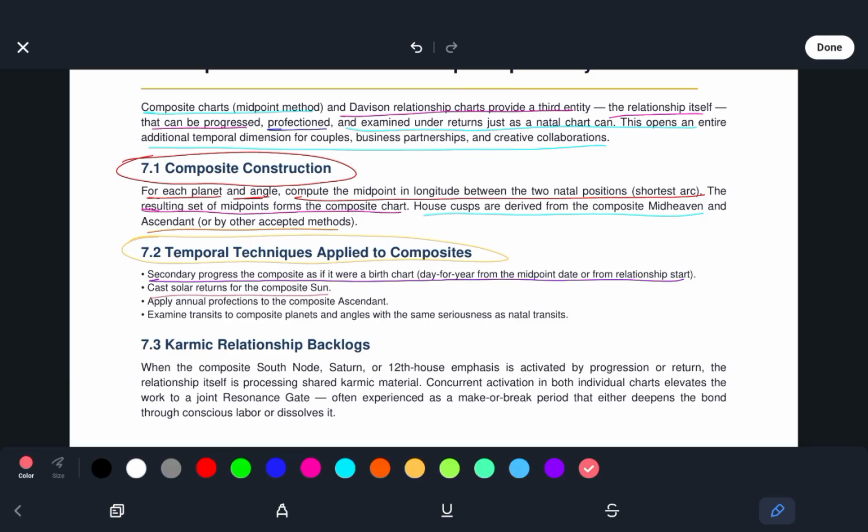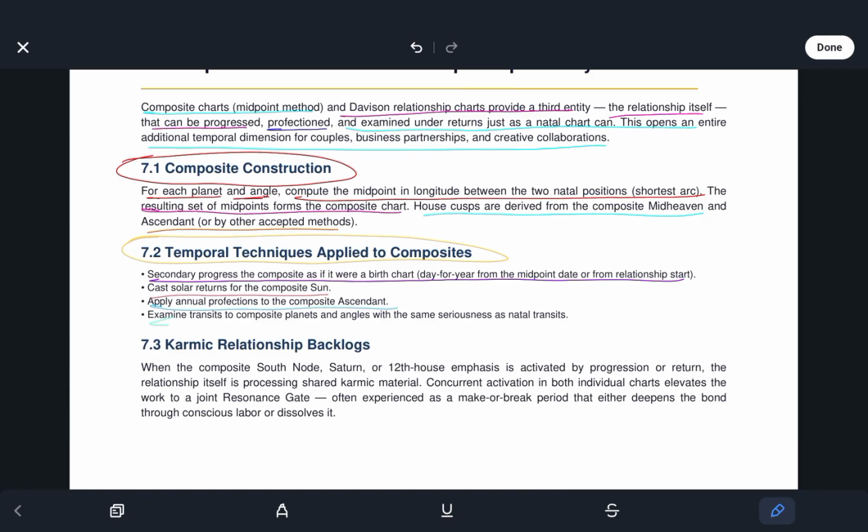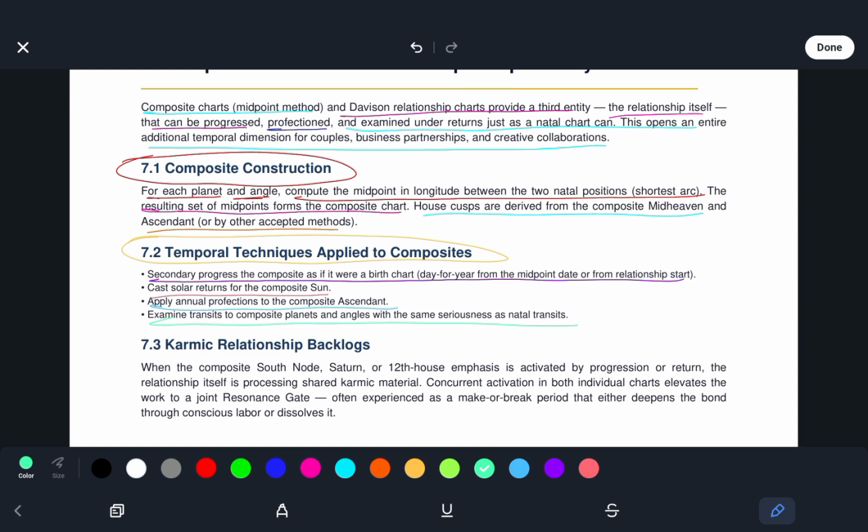Cast solar returns for the composite sun. Apply annual perfections to the composite ascendant. Examine transits to composite planets and angles with the same seriousness as natal transits.